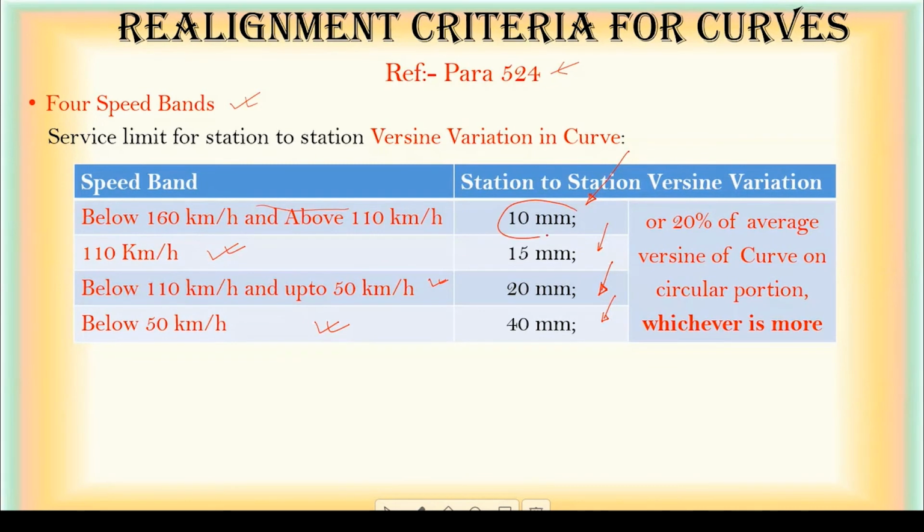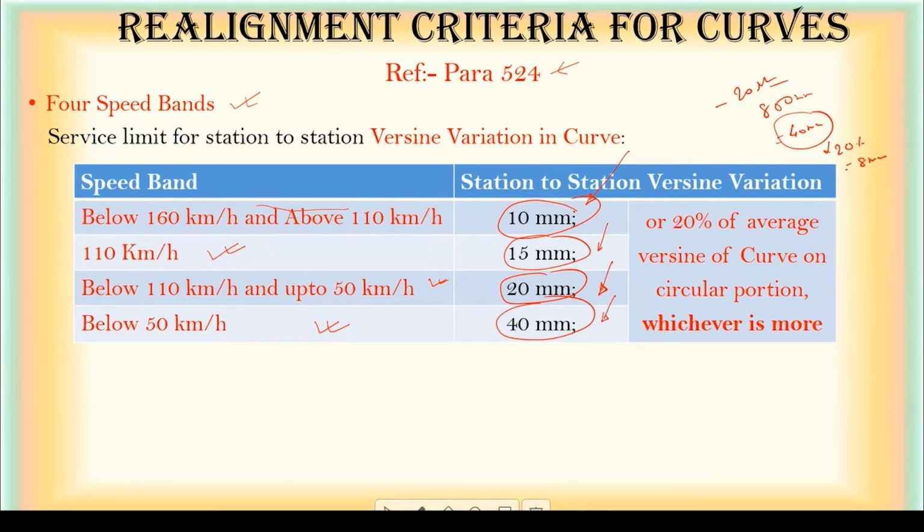But this value 10 mm, 15 mm or 20 mm or 40 mm will also be compared with this. What is the average versine of the curve? Say curve has 20 stations, total versine is say 800 mm. Joining the versine of all stations we get 800 mm. So per station the average versine is 40 mm. So again this 40 mm का 20% हम check करेंगे, 40 into 20%, that is 8 mm.